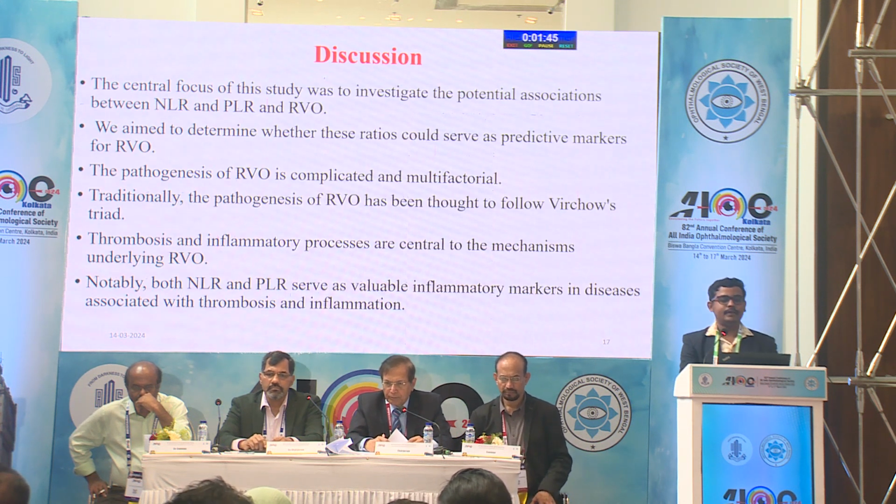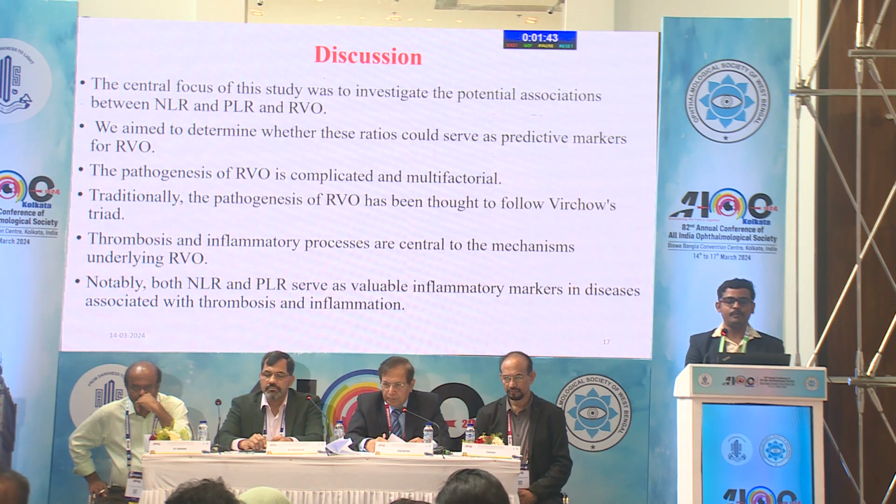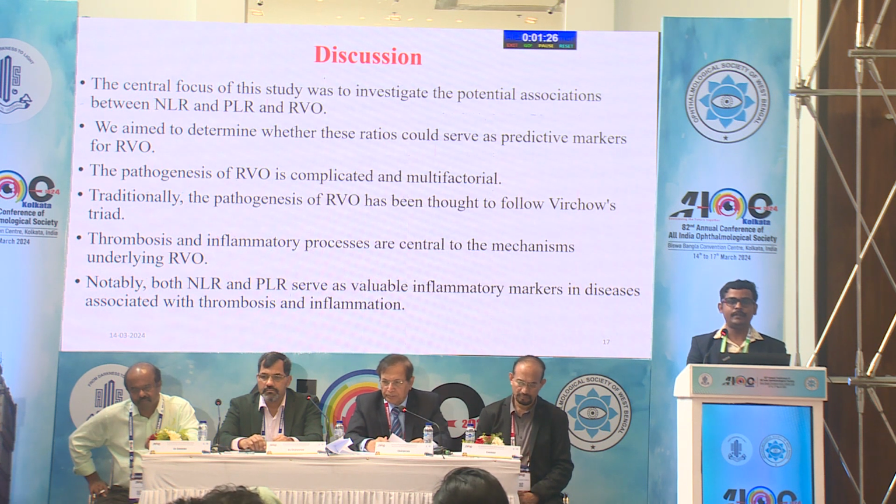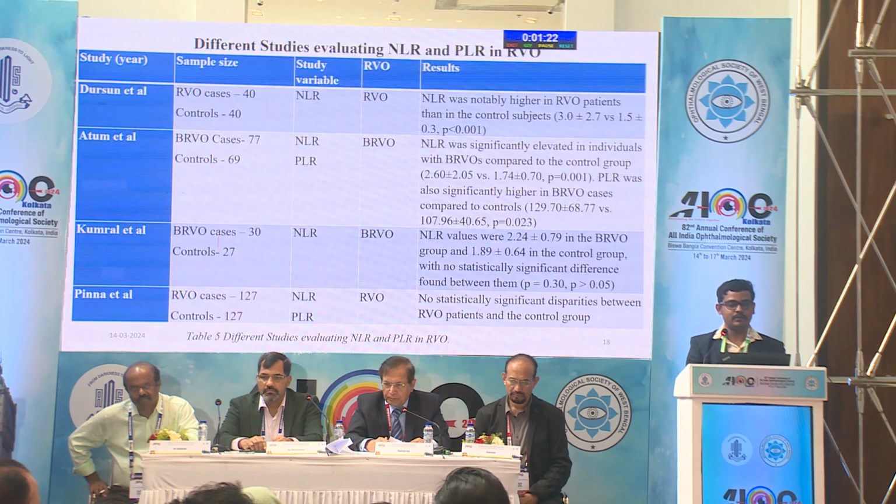And discussion: the pathogenesis of RVO is complicated and multifactorial. Traditionally, the pathogenesis of RVO has been thought to follow Virchow's triad, and thrombosis and inflammatory processes are central to the mechanism underlying retinal vein occlusion. And NLR and PLR serve as valuable inflammatory markers in diseases associated with thrombosis and inflammation.